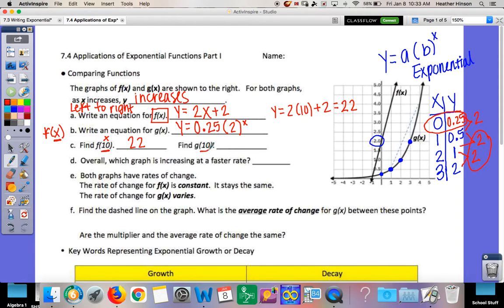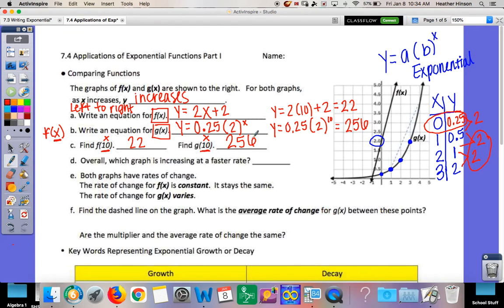Same thing here. Your parentheses is supposed to have x. Now it has 10. So we're going to replace x in g of x with 10. So we have 0.25 times 2, but instead of x, we're going to put 10. And you just plug it straight into your calculator. And we're going to get 256. So that's that blank.